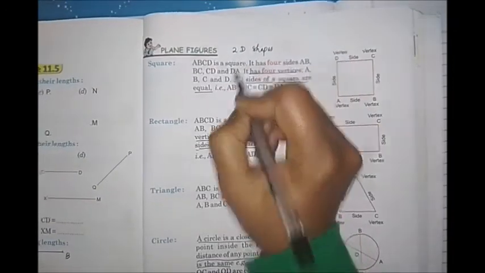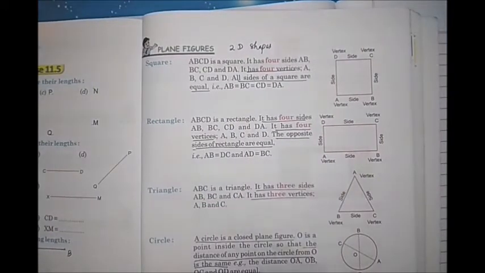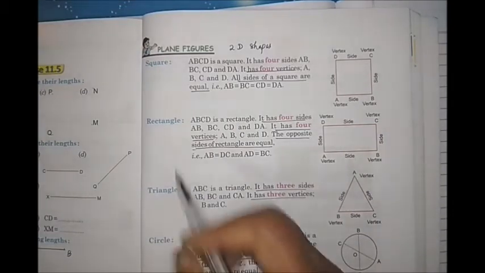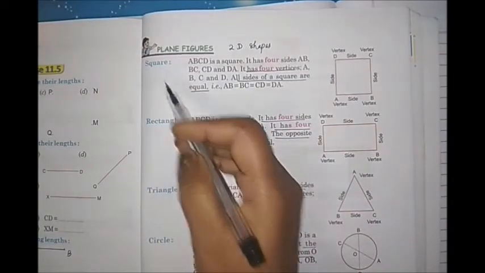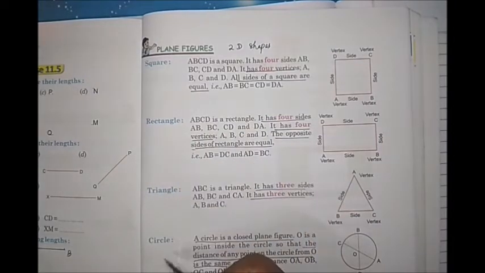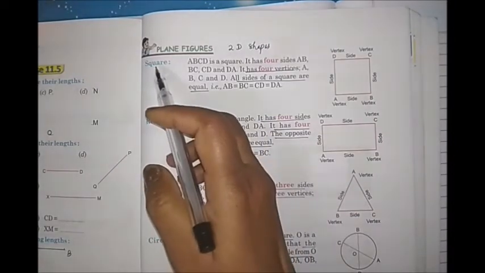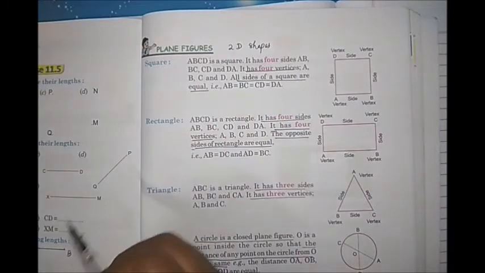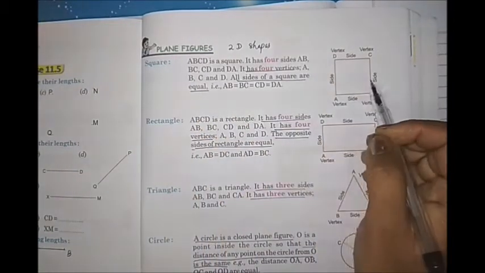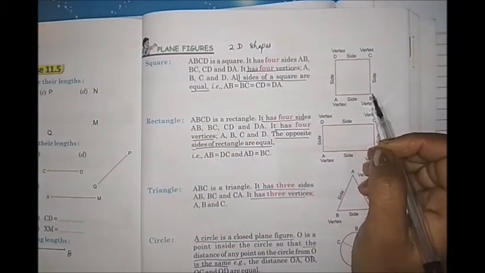I'll give all the definitions. I'll send you in the WhatsApp group so that you can neatly note down in your copy. Now understand only. Plane figures are square, rectangle, triangle, circle and diamond. So what is a square? You already know this in class 2 also. Now see the figure, this is called a square.